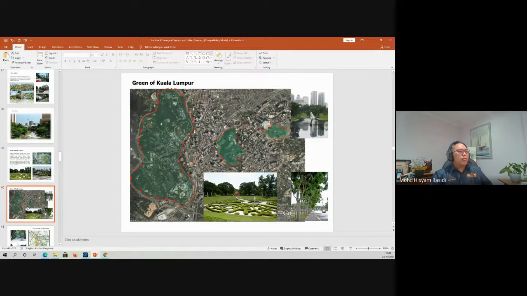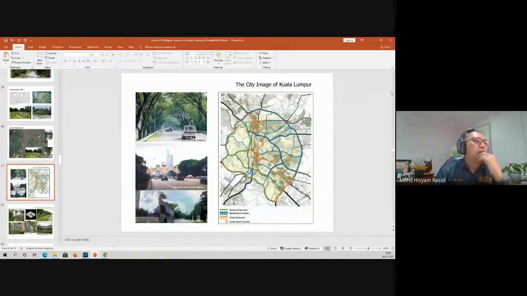This map shows how fragmented the green is, but unfortunately the green is not well connected. So we need to do a lot of work in terms of connecting all these green patches. This is another example of how the master plan already includes the importance of greenways, for example, the greenway that can be part of the green infrastructure there.